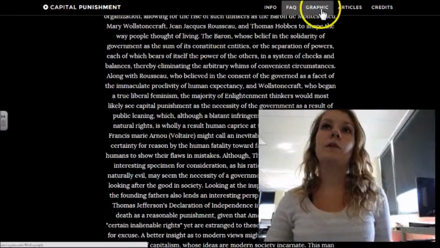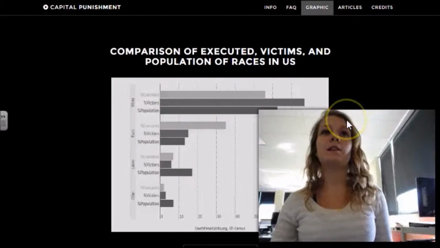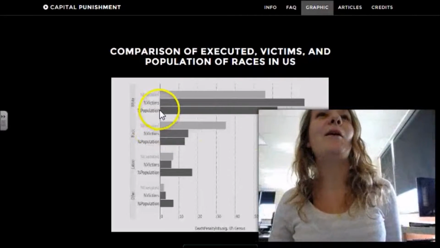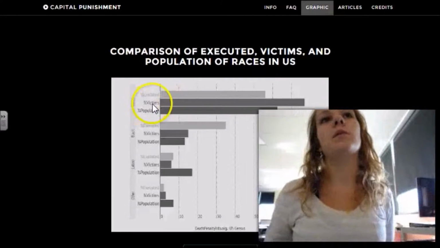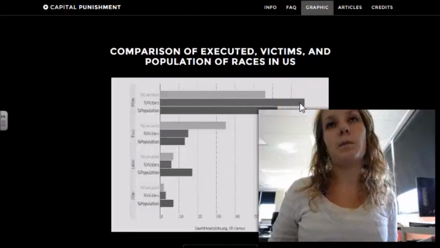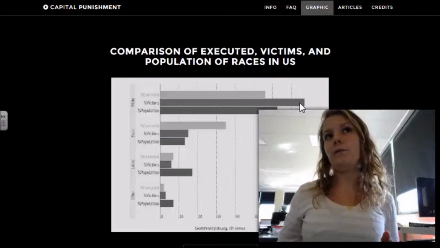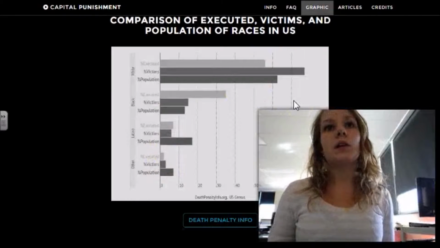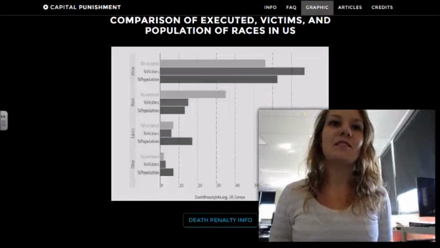Alright, so I'm talking about the graphic. If you go to the graphic, it brings you down and starts showing statistics that our lovely Sam made. It shows the number of victims and people executed, and if you look at the victims, there are way more executions and death penalty sentences for people with white victims rather than black, Latino, or other. It has all the different percentages.